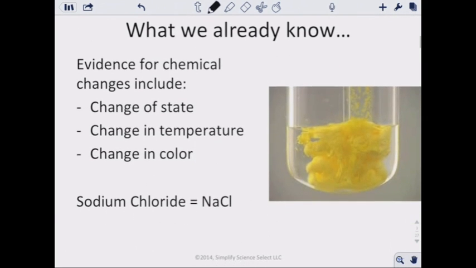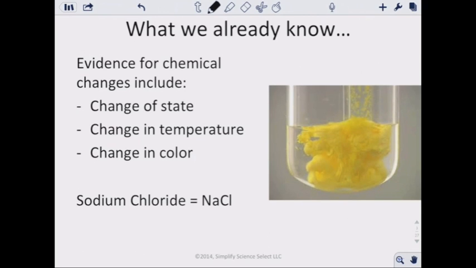What we already know. Evidence for chemical changes can include change in state. So we could see something go from a solid to liquid. That's a change in state. Not always means that there's a chemical reaction, but sometimes it can. Like with the combustion of hydrogen, we see that gases go into a liquid. We can see change in temperature, meaning that it produces heat from that chemical reaction, or it gets colder from that chemical reaction. And then we have the change in color, which you can see here. Two liquids are being put together, and we see a nice change in color.